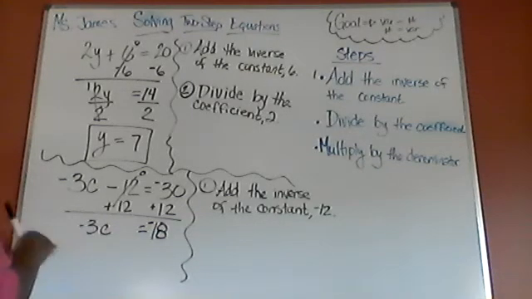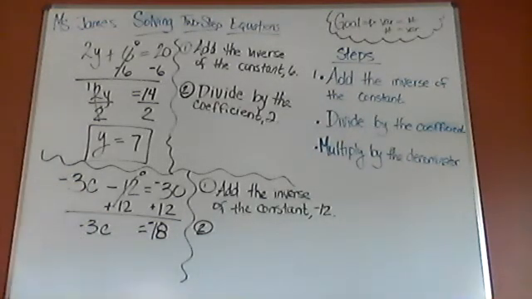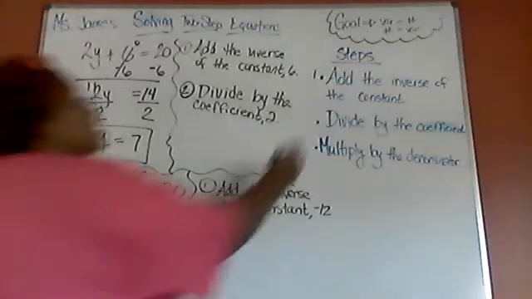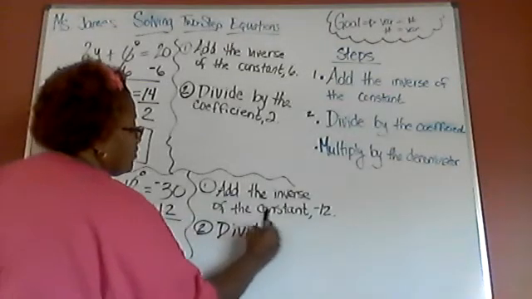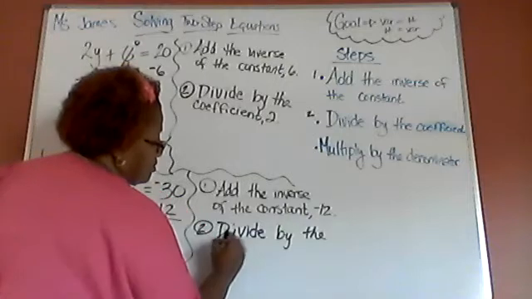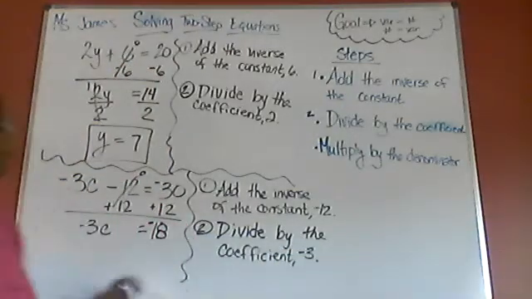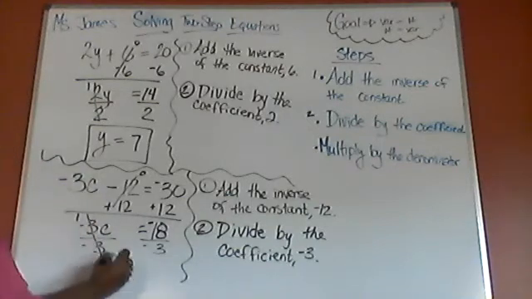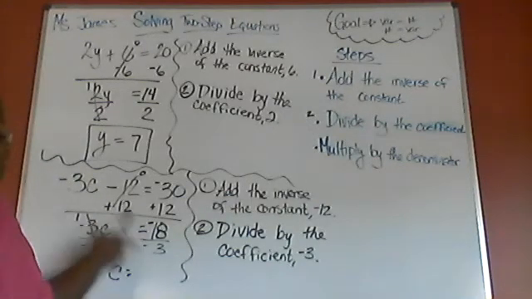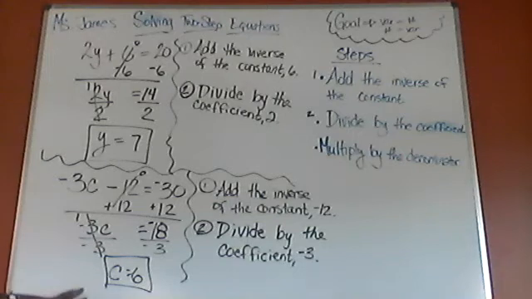So I still have not reached my goal because I still have a 3, that's negative 3 here. So step 2, I have a coefficient of negative 3, so my step is going to be divide by the coefficient. I'm going to divide both sides by negative 3. Negative 3c divided by negative 3 goes to 1, and 1c is c. Negative 18 divided by negative 3 is a positive 6, because a negative divided by a negative is a positive. So my answer here is c equals 6.